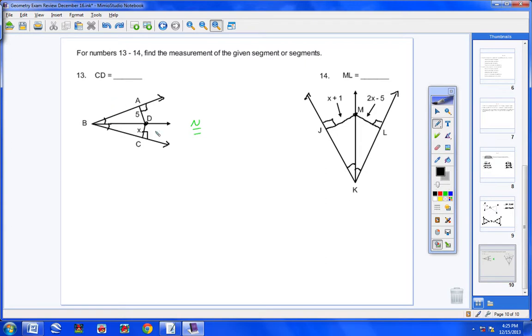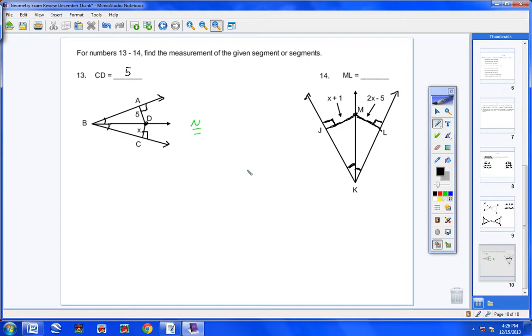So this one's going to be pretty easy. Number 13 says find the length of CD. Well, obviously if AD is 5, then CD is also 5. So that was easy. Now let's come over here. Do I have this angle congruent to this angle? Yes, I do. Do I have these two segments coming off the same point? Yes, point M. And are they perpendicular to the outside of the angles? Yes, they are. So this segment, JM, is congruent to LM.